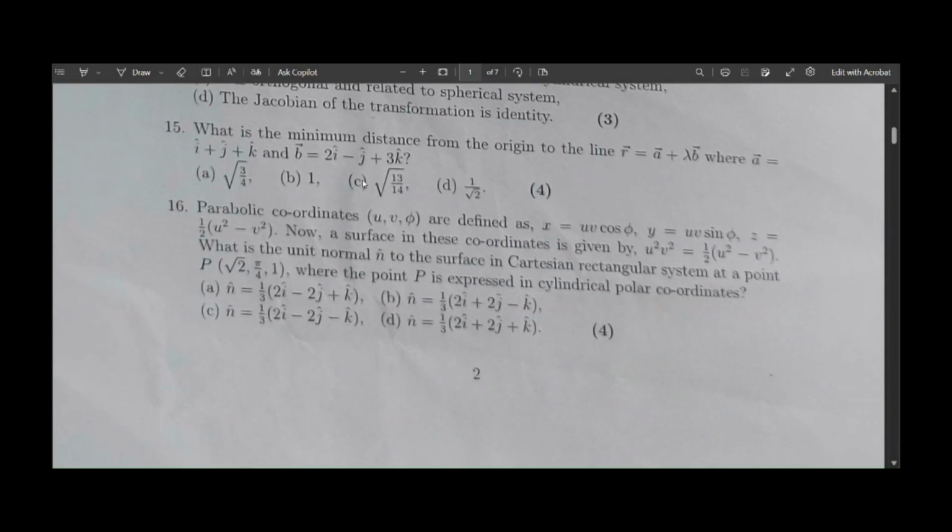Question number 15. What is the minimum distance from the origin to the line r = a + λb, where a = i + j + k and b = 2i − j + 3k?